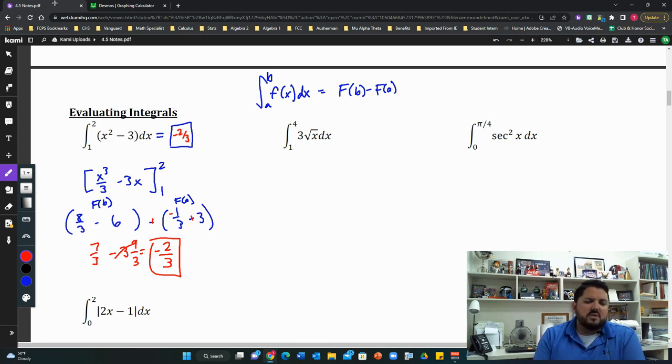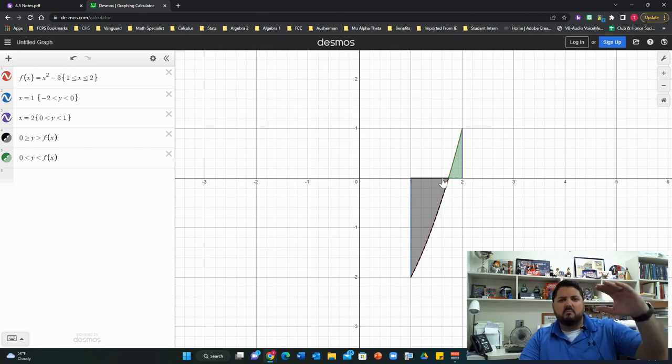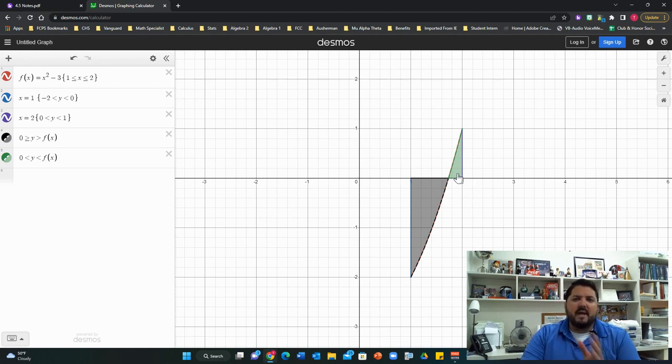So negative 2/3 is the total signed area between this curve and the x-axis, which, if you go back to Desmos, it makes sense that the final answer is negative. There is a bigger region below the x-axis than there is above the x-axis. But that is our final answer. This negative plus that positive actually comes out to be negative 2/3, which to me, and anyone who's any bit of a math nerd, is pretty wild, because we just found a finite value for a non-geometric region.